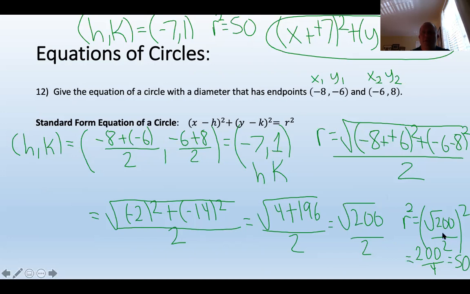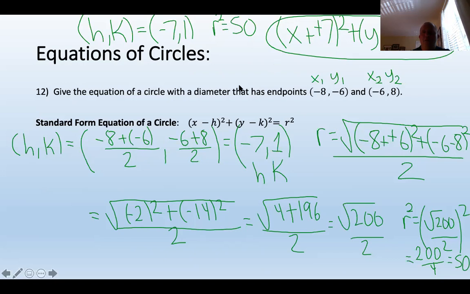Square root of 200 over 2, squared. The square root of 200 squared is just 200, because when you square a square root, it just gets rid of the square root and you just have the number that's inside the square root by itself. So it'd be 200. And then over 2 squared is 4. But 200 over 4 is 50. So 50 is r squared.